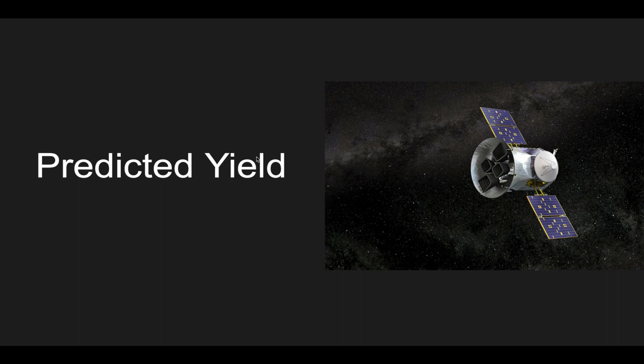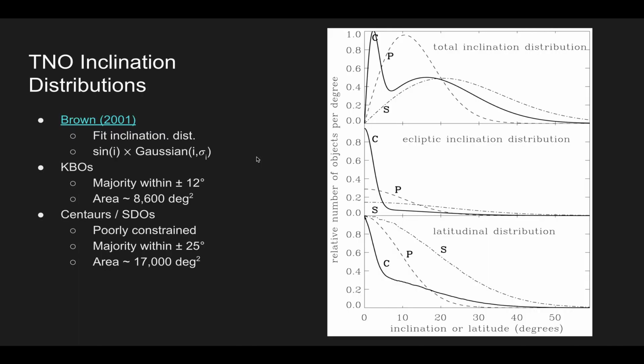To calculate our expected yield from shifting and stacking the TESS data, we need to consider the expected distribution of outer solar system objects on the sky. So Kuiper belt objects are concentrated close to the ecliptic. The majority of them are within plus or minus 12 degrees, giving you an effective area of 8,600 square degrees around the ecliptic, whereas the centaurs and scattered disk objects, while they're more poorly constrained, are certainly a much broader distribution over a much larger area of the sky.